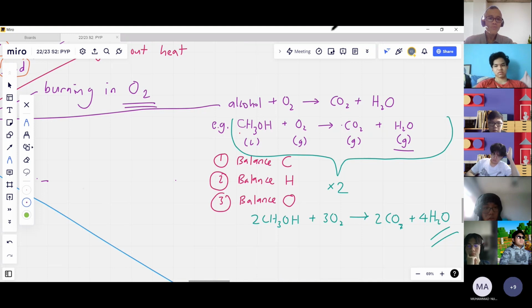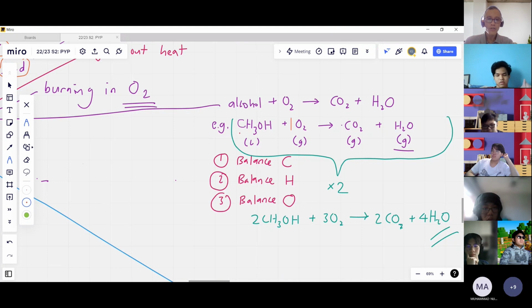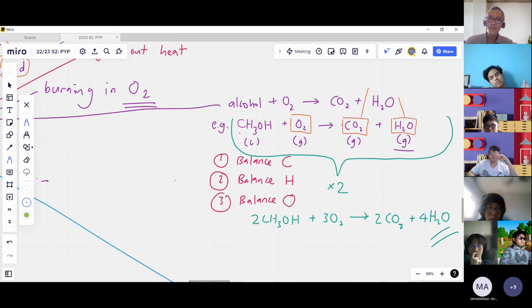It burns with oxygen. Please do not just write O, make sure you write O2. Too many students have made this mistake in the past. Make sure you write oxygen gas as O2, and of course it's a gas. Products, you better know. One of them is CO2, which is a gas, obviously. And the other one is H2O. So these are the two products for combustion, at least combustion of organic chemical substances.